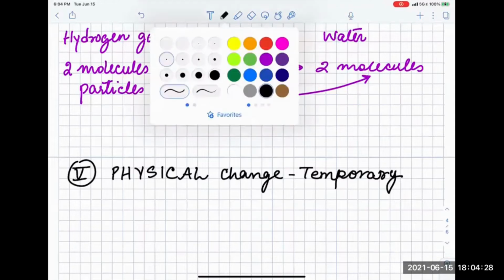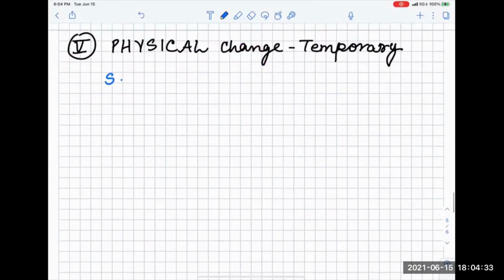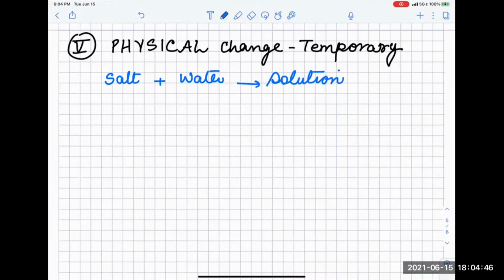Nothing changes. So for example, you take salt, and you're going to do this in the lab, or this has already been done for you actually. You take salt and mix it in water, and then what happens? The salt and water form a solution, and it appears that the salt has vanished. But like I said, this is just a temporary change.